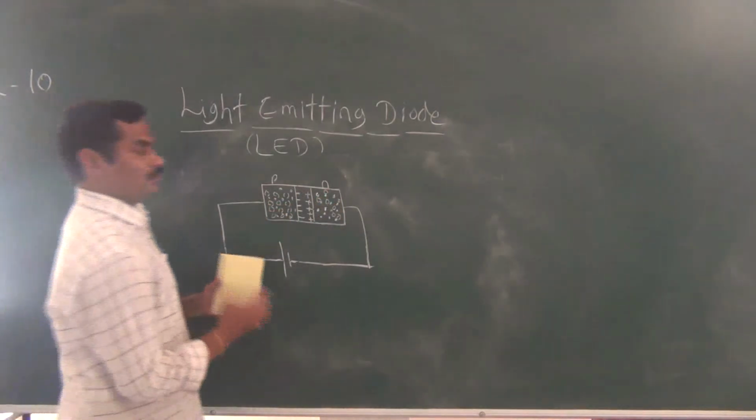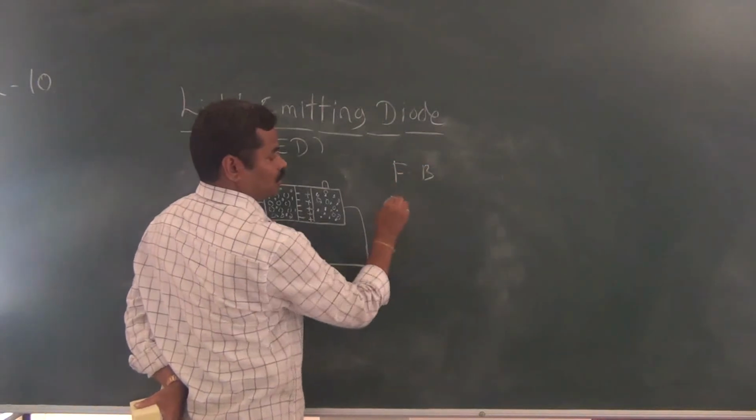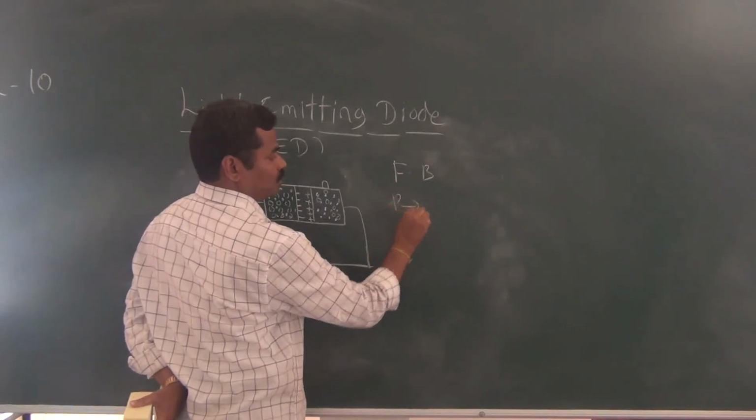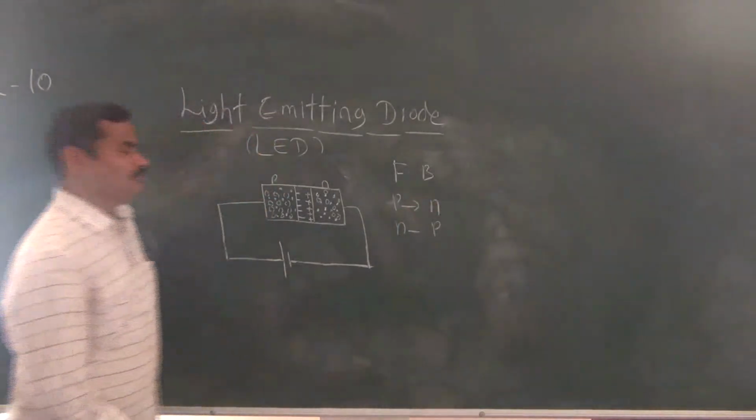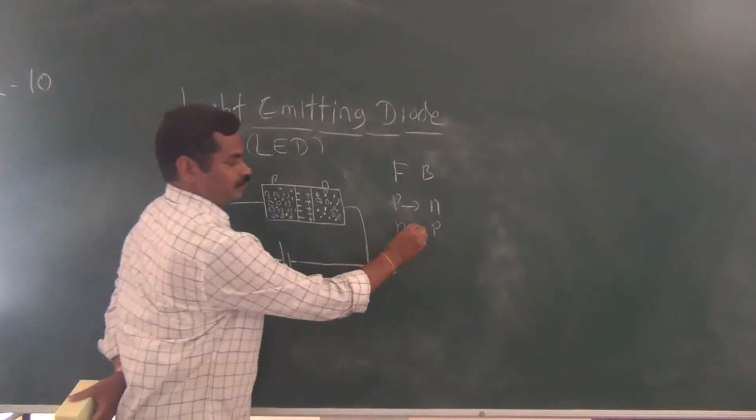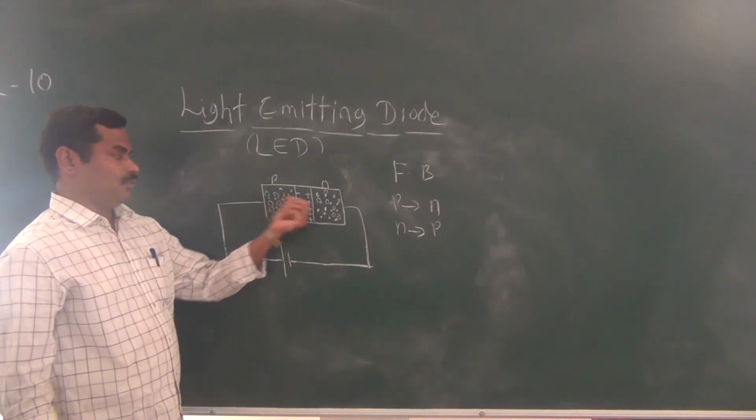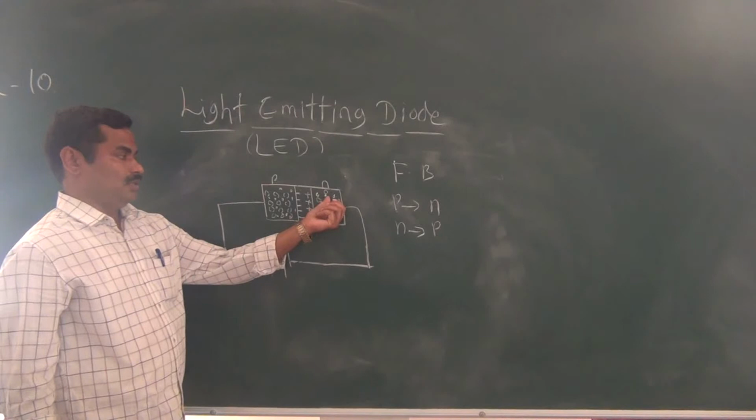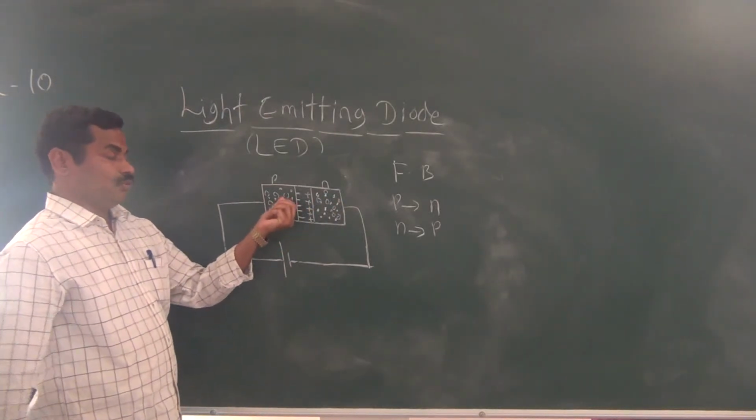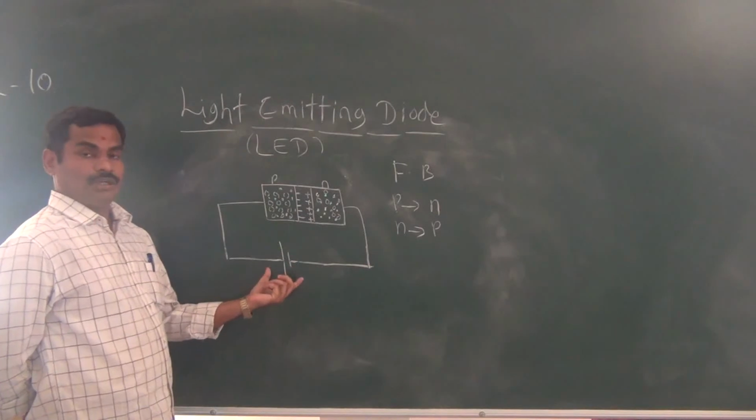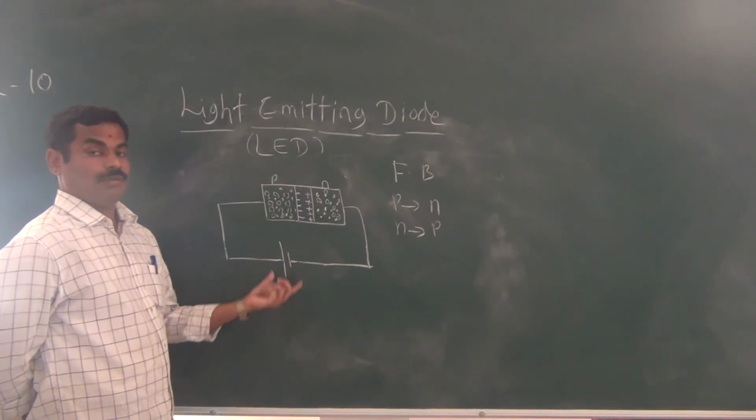Because of the forward bias, the holes move towards the N side and the electrons move towards the P side. Here, as we know already, you are applying a high forward bias.